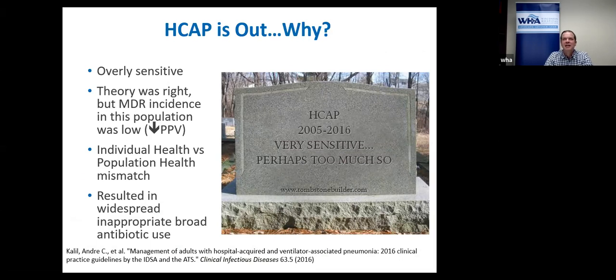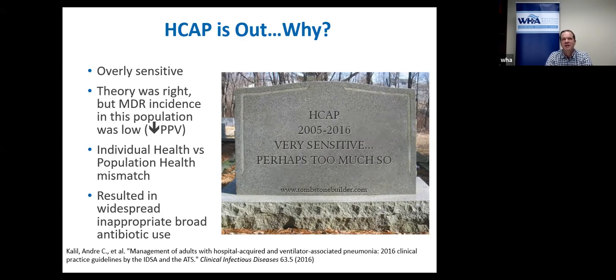And that's, again, the exact problem with HCAP. The theory was right on, but the prevalence of multidrug-resistant organisms in this population, the population that they defined, was low, and so the positive predictive value was also low. It was this classic tension between individual health and population health. On the one hand, you want to do the best thing for the individual, and if they do have a multidrug-resistant organism, you want to nip that in the bud. You want to hit it hard and really give them the best chance of survival, right?